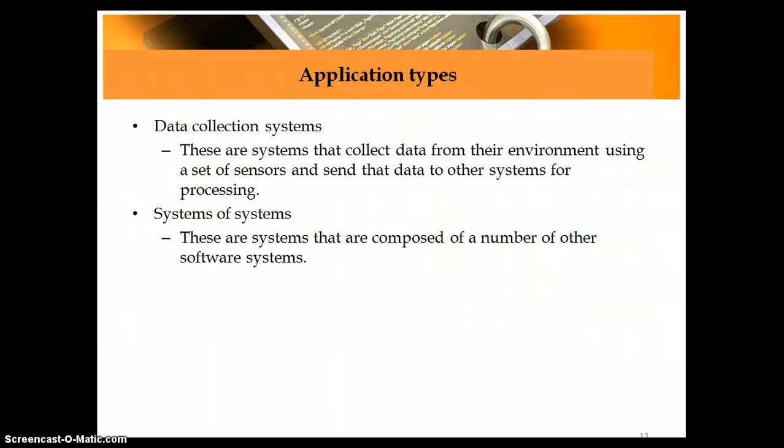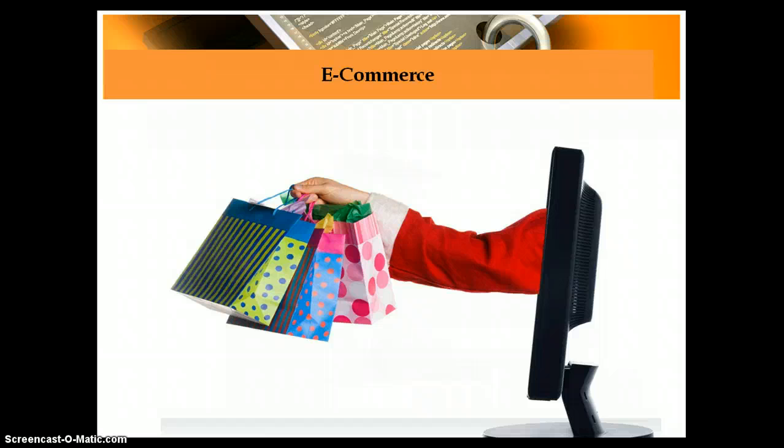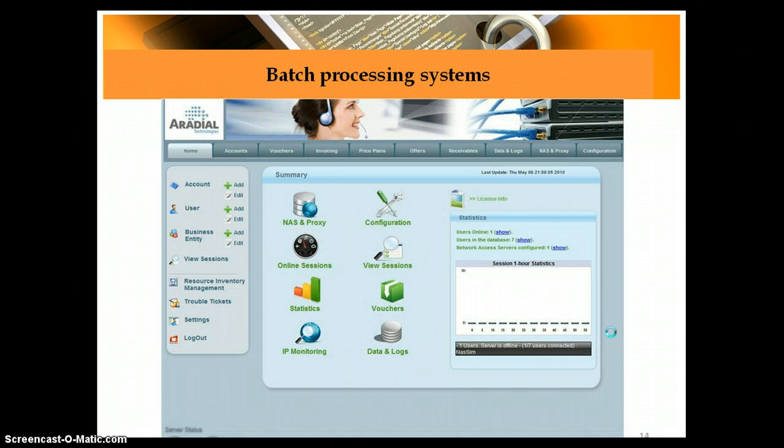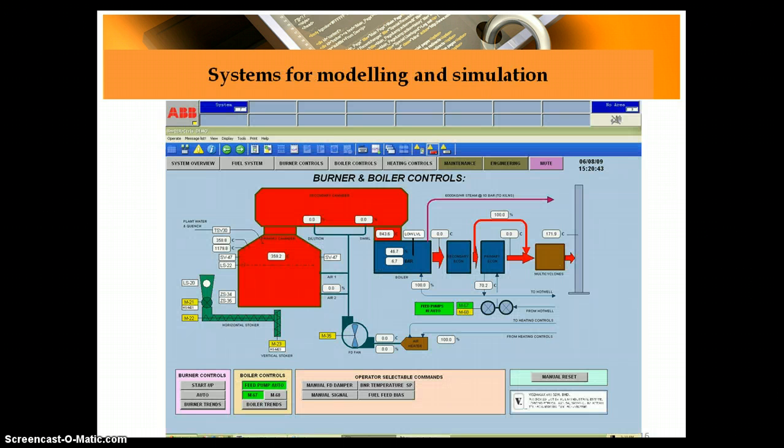Just go through these application types. Data collection system, system of systems. Okay, operating systems, system of systems. These are a few examples. I think you know this kind of thing. So this is a T-Mobile. You can see here, a mobile phone can be an embedded system. Batch processing system, like different kinds of processing systems including several systems. Entertainment system, you know that. System for modeling and simulation. I have told you what simulation is. A simulation is a demo of some software. Whenever you were playing a game of driving a car, that is a simulation of a car. That means you are not actually driving a car, but you are experiencing how to drive a car.